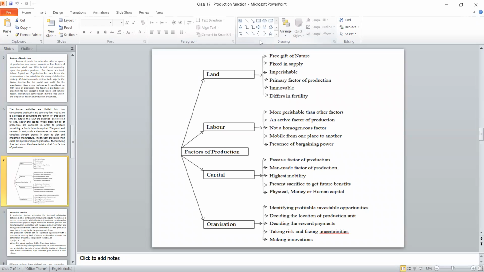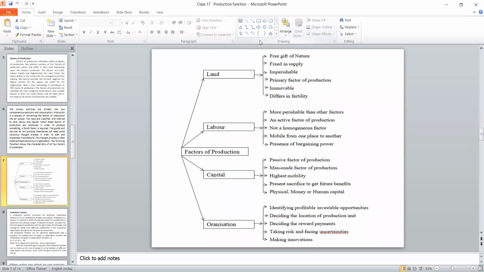Compared to labor, capital has the highest mobility. Of course, labor has a mobility feature, but compared to labor, capital has high mobility. There are different forms. It may be a draft, it may be a check, it may be liquid money, it may be gold, whichever it may be.